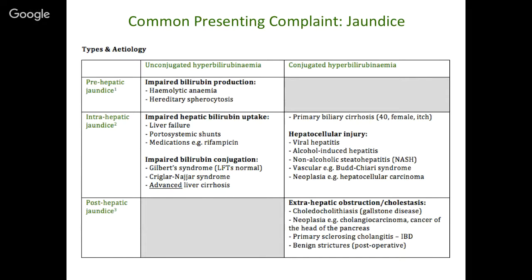So extramural might be something like cancer of the head of the pancreas, compressing the biliary tree from outside. Intramural, primary sclerosing cholangitis, autoimmune condition commonly seen in females. And then from the inside, so a gallstone or a cancer itself.